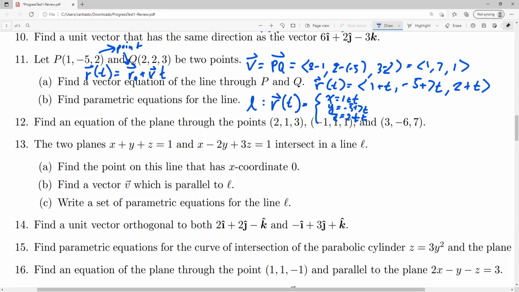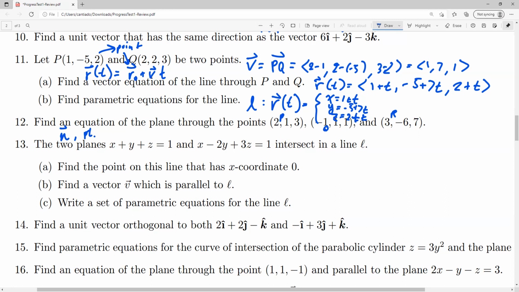Question 12. Find an equation of the plane through these points. So an equation of a plane needs the normal vector, and it also needs a point on the plane itself, right? So in this case, we have points. We just need to find the normal vector. So let's let this be P, let this be Q, and let this be R. And in order to find the normal vector, we just need to create some vectors that are on the plane and then take the cross product of those, right?